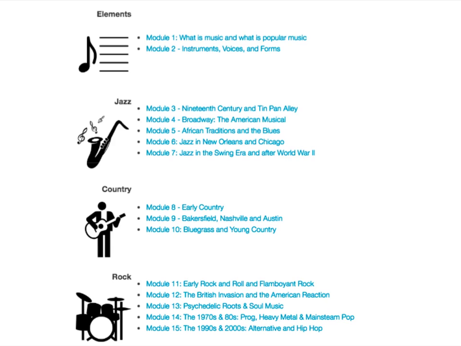Here is a good example. As you can see, all modules related to jazz goes under the jazz unit. Or country or rock music related content go under their respective units. That's an application of the proximity principle in modular design.